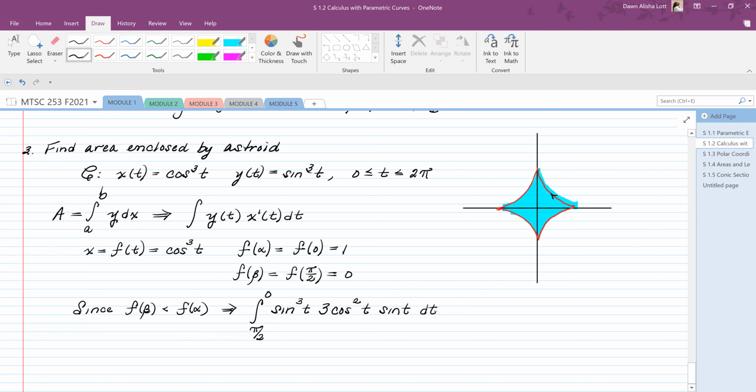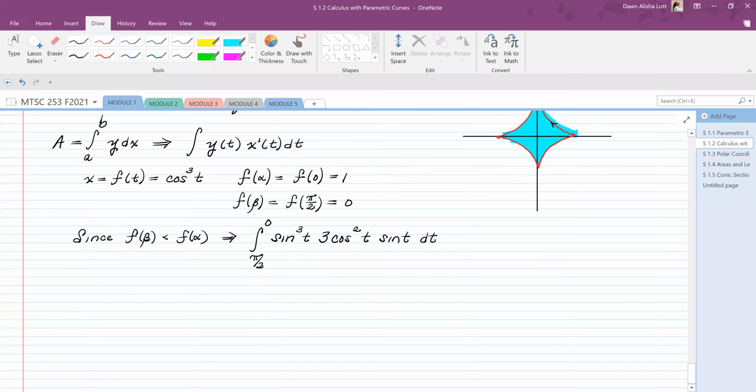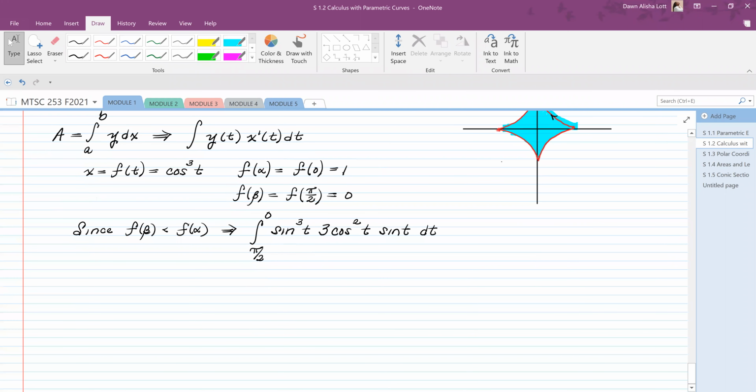Oh, Dawn, why did you pick such a hideous function? Oh, well, you picked it. Let's do it. So I get the integral from pi over 2 to 0. I have 3, and I'm going to get sine to the fourth of t times cosine squared of t dt.